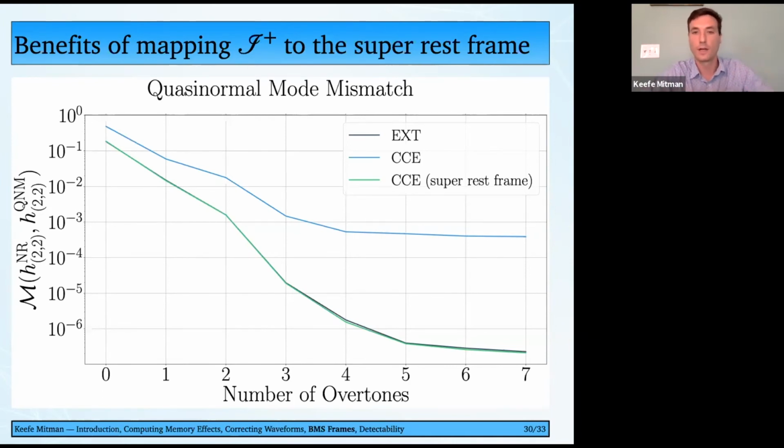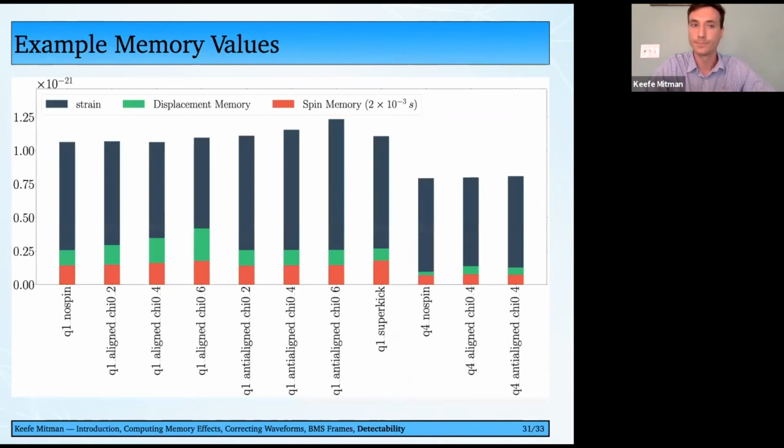Okay, so now to wrap up with detectability of memory. So here I'm showing again these systems. In black, I show the maximum value of the strain. In green, I have the displacement memory. And in red, I have the spin memory scaled by 2 × 10⁻³. So as you can see, on average, the displacement memory is about 25% the maximum value of the strain. And I'll again note that these binaries have been oriented such that the displacement memory achieves its maximal value, which is typically an edge-on orientation.